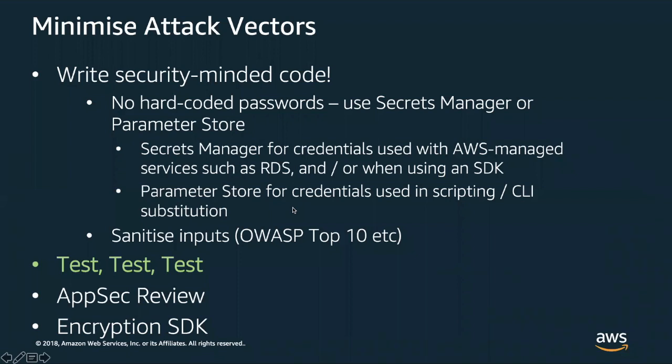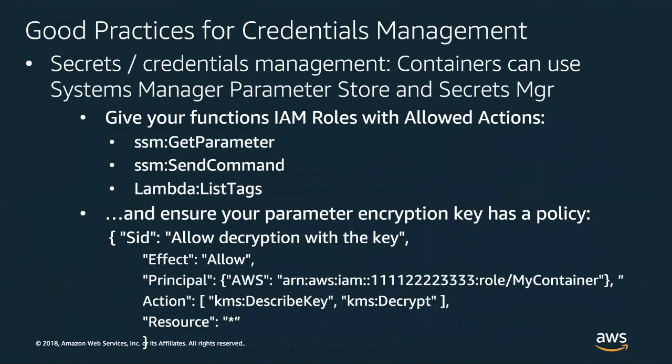Each can take a secret, whatever your credential may be, of up to 4K in size, which is plenty large enough for an RSA 2048 private key. Obviously, you want to go putting your containers through a CI/CD process, which includes application security review. You can also use our encryption SDK and indeed other AWS SDKs to enable your containers to go making AWS API calls, which is what you're going to need to do in order to use Secrets Manager and Parameter Store.